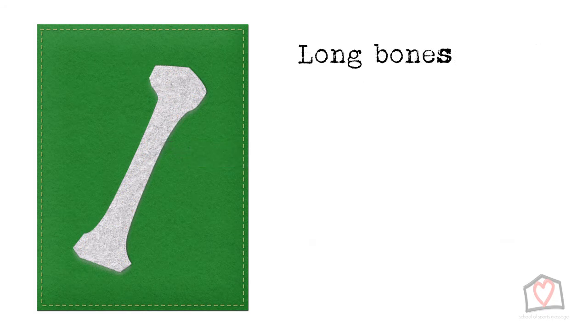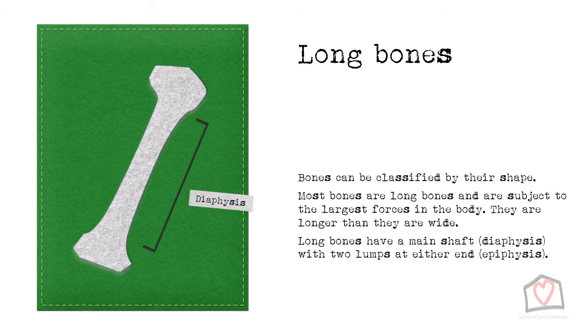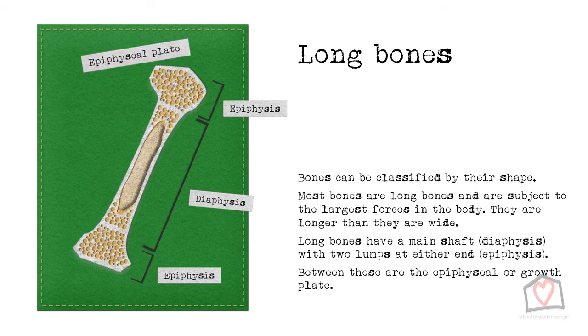We are able to classify bones by their shape. Most bones are long bones, and these are typically subject to the largest forces in the body. These bones are longer than they are wide. They have a main shaft, the diaphysis, with 2 lumps at either end, the epiphysis. Between these are the epiphyseal or growth plates, which allow growth of the bone as the diaphysis essentially becomes longer, stimulated by the release of growth hormone.